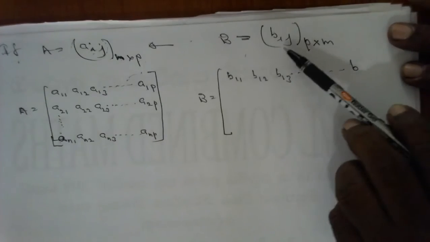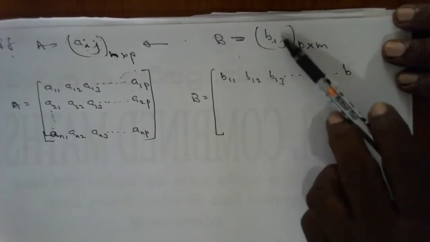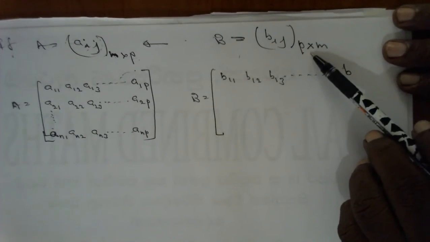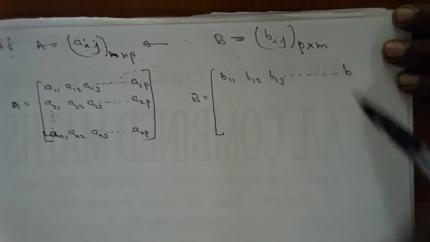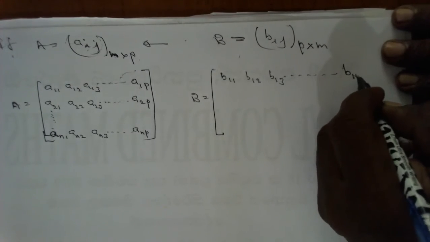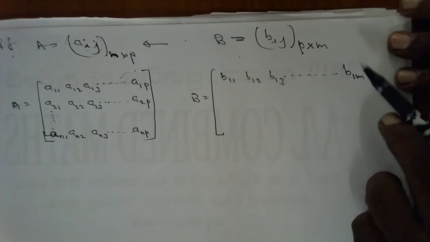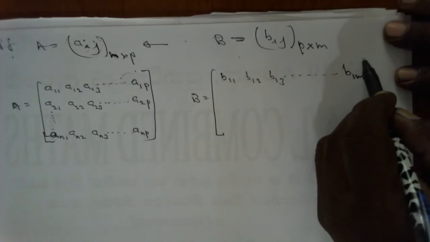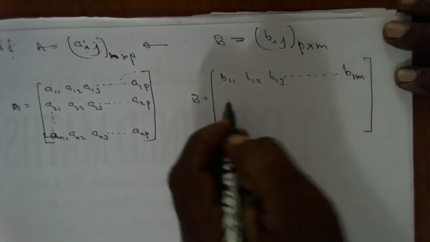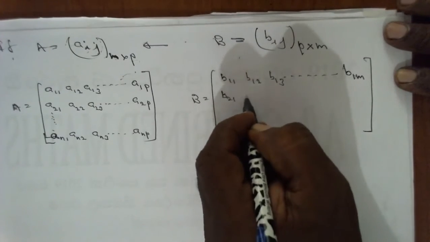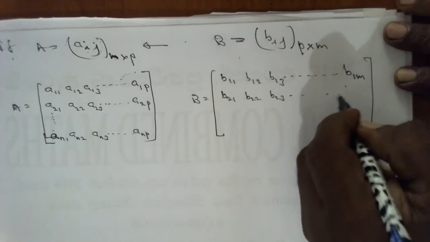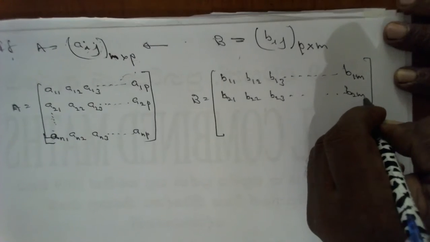Can you tell me the number of rows and the number of columns in this matrix? Yes, sir. P is the number of rows and M is the number of columns. Then here it should be B1M, no? Yes, sir. Then the second row: B21, B22, B23, last one B2M. Is it clear?